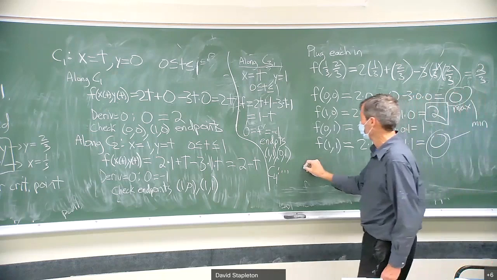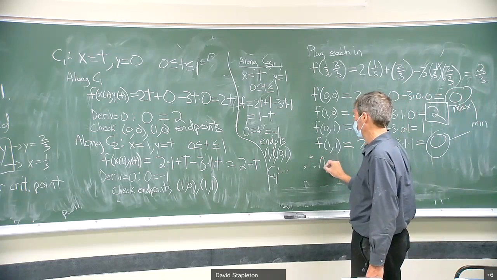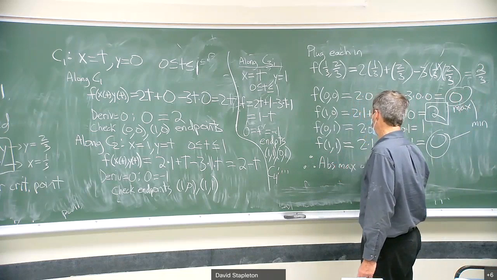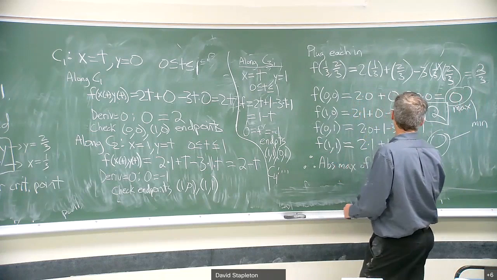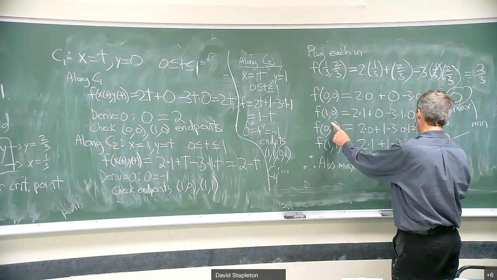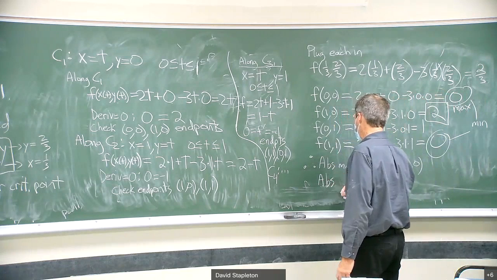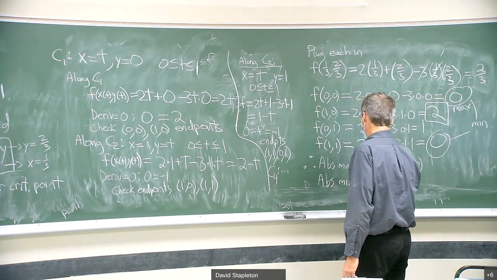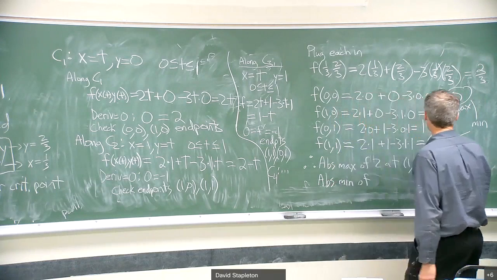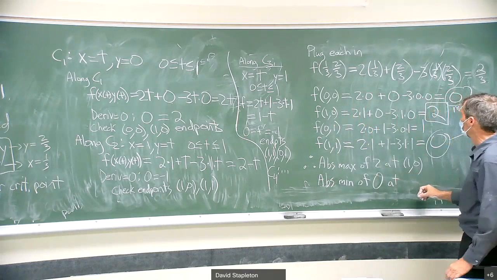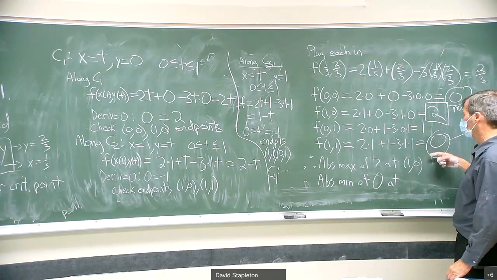So finally I say, therefore, I get an absolute max of 2 at the point where 2 occurred, 1, 0. Absolute min of 0 occurs at 2 points, at 0, 0 and 1, 1.